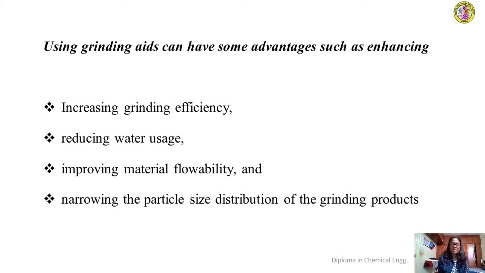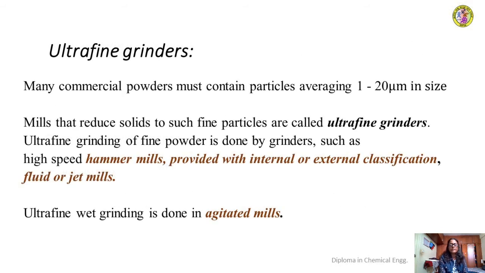So with that, let us move on to the next topic, that is ultrafine grinders. So what is the requirement of an ultrafine grinder? Many commercial products need to be in a size in the range of around 1 to 20 microns. So we need equipment to reduce the size of the product to such a small size, and equipment that is employed for this duty is called ultrafine grinders.